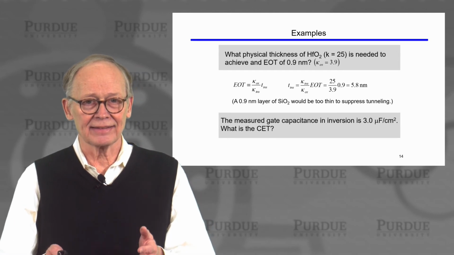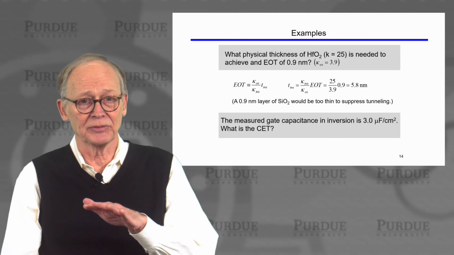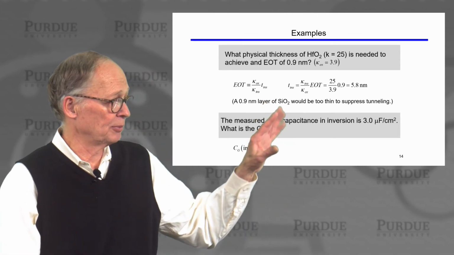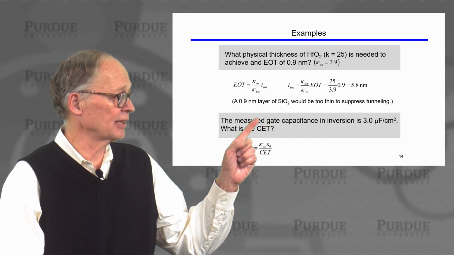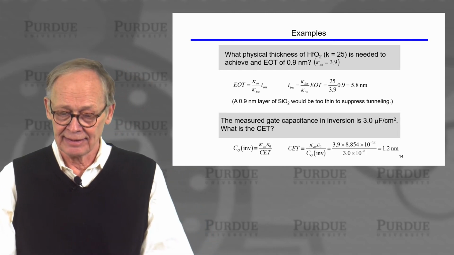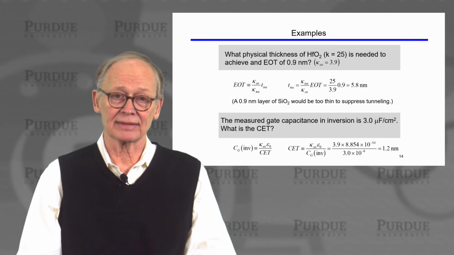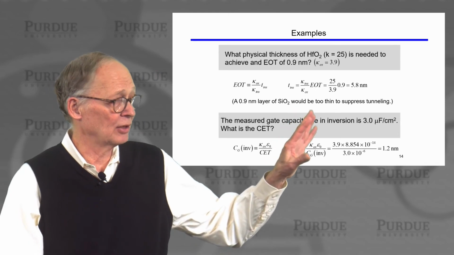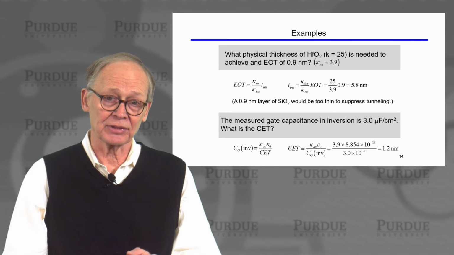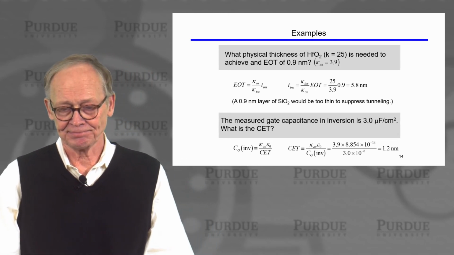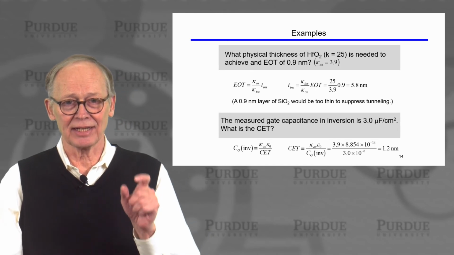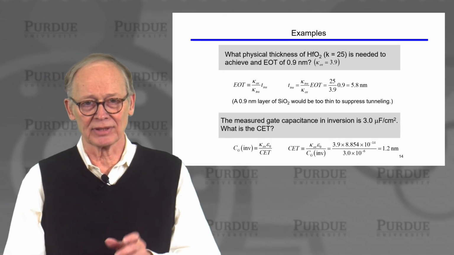But what thickness of SiO2 is that equivalent to if we had 2 metal plates surrounding silicon dioxide? Well, we simply equate that measured capacitance to the dielectric constant of oxide divided by this capacitance equivalent thickness, and we solve for the capacitance equivalent thickness, and we deduce that 1.2 nanometers of silicon dioxide would give us the capacitance that's measured under these conditions. All right, two terms. Let's try to keep them straight: equivalent oxide thickness and capacitance equivalent thickness.